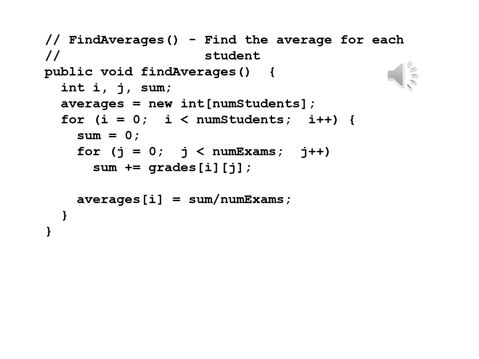We will now reset the sum to 0 so we can calculate a new average. For j equals 0, j is less than numExams, j++. sum plus equals grades[i][j], so we can add this particular grade to the total. And lastly, back in the outer loop, averages[i] equals sum divided by numExams. That's the end of the outer loop and the end of the method.